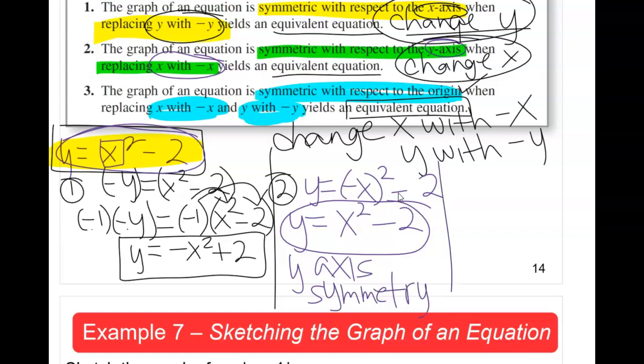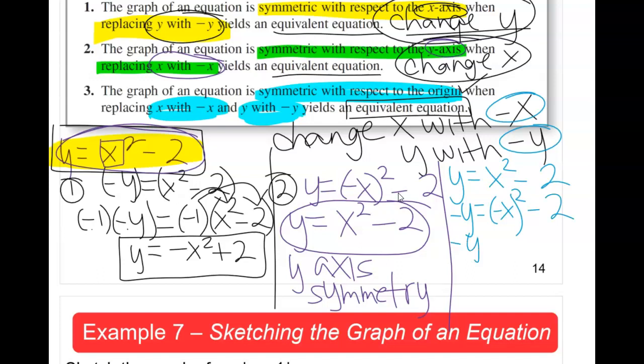Now finally, to check for symmetry with respect to the origin, we will have to take the original equation, and I'm just going to rewrite it here. And now I'm going to replace both the x and the y with negative variables. So negative y, and then we have negative x to the power 2, minus 2. So here we will have negative y is equal to x squared minus 2. Then we multiply both sides by negative 1, because we want the y to be positive.